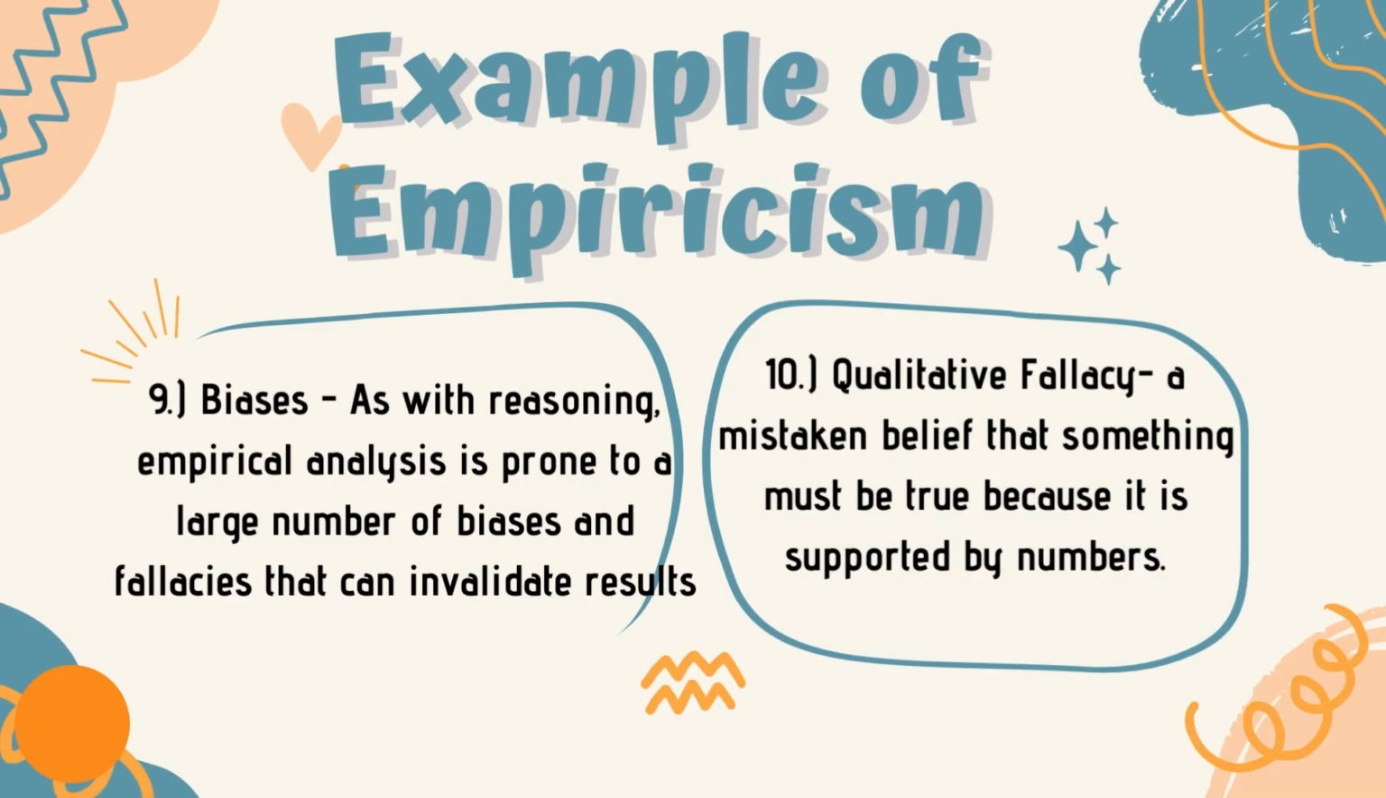And number nine, biases. As with reasoning, empirical analysis is prone to a large number of biases and fallacies that can invalidate the results. And lastly is the quantitative fallacy. This is a mistaken belief that something must be true because it is supported by numbers.